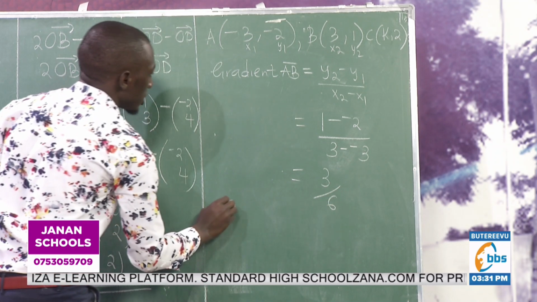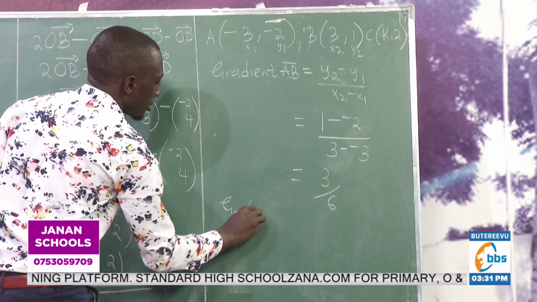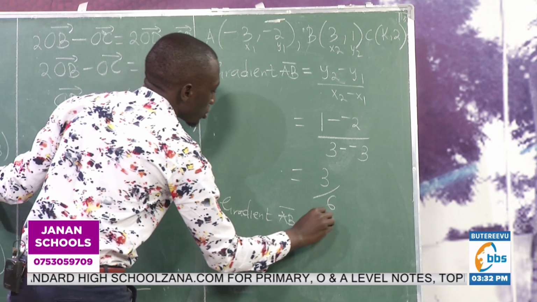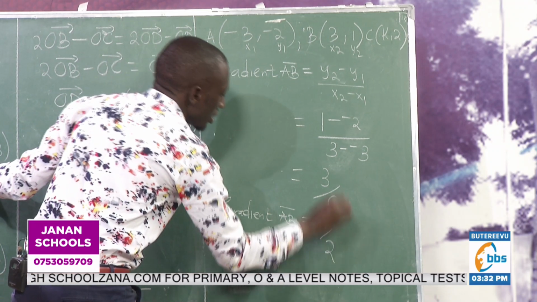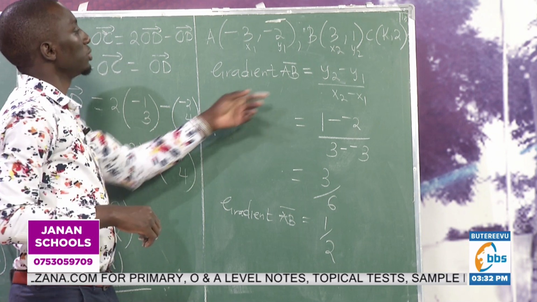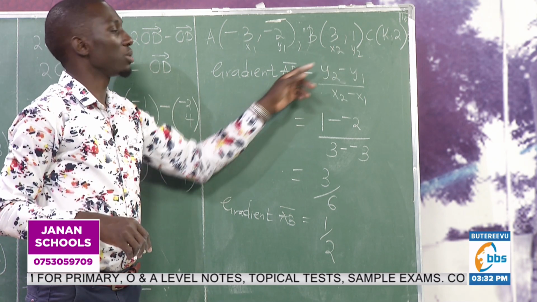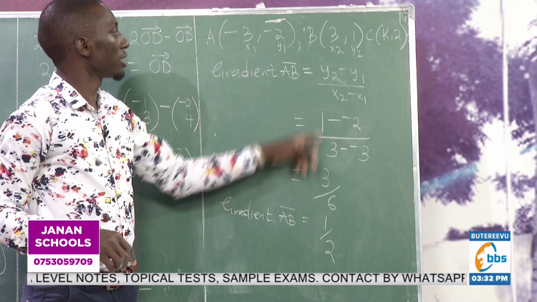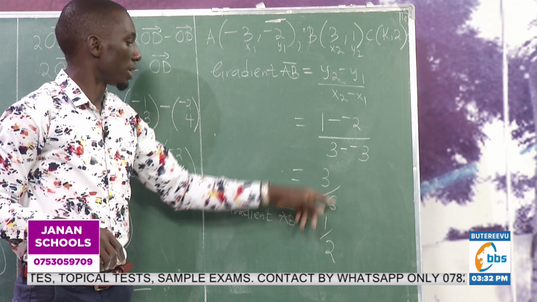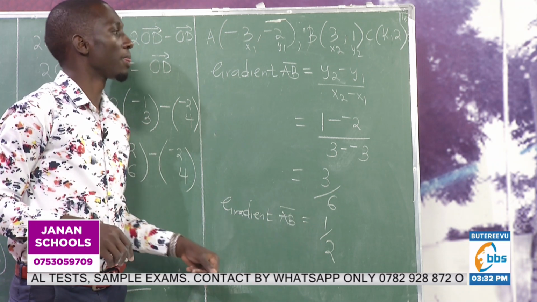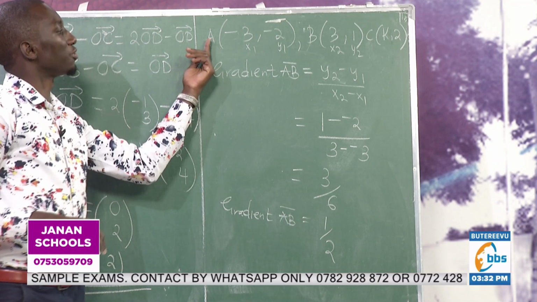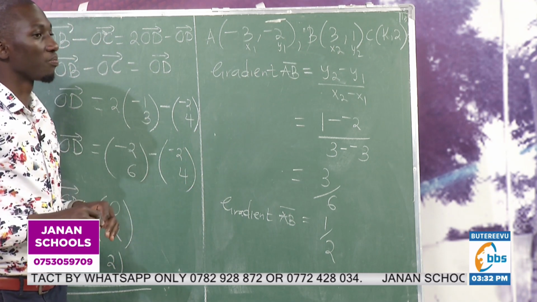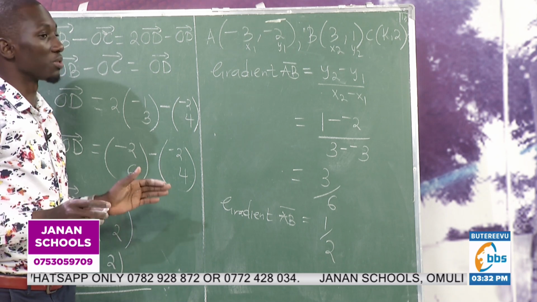So it means that my gradient of AB here will be equal to a half. When I reduce this, it will be a half. So just go to y2, which is 1, because I'm using AB, 1 minus negative 2. That's why I'm getting a 3, then 3 minus negative 3, so I get a 6. My gradient is a half. So even if I get the gradient of AC, or I take BC, whatever I get, they must be the same values for the gradients.